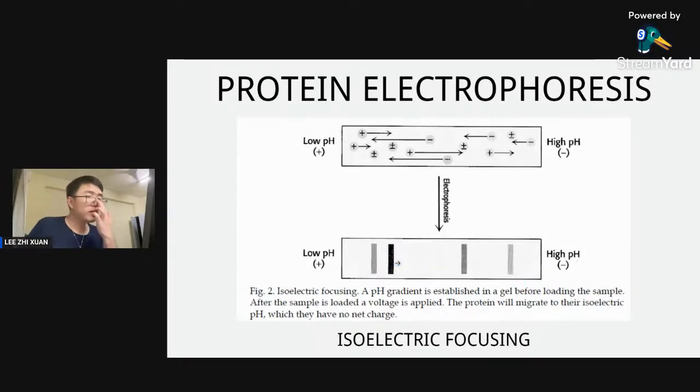If you know amino acids, you already learned there are 20 types of amino acid, right? There are positively charged and also negatively charged, and some are neutral. For the neutral one, normally it will locate at the center. But for the charged amino acid, it will move either to the right or to the left, based on the charge they have. Normally if negatively charged, it will go here. Positively charged, it will go here.